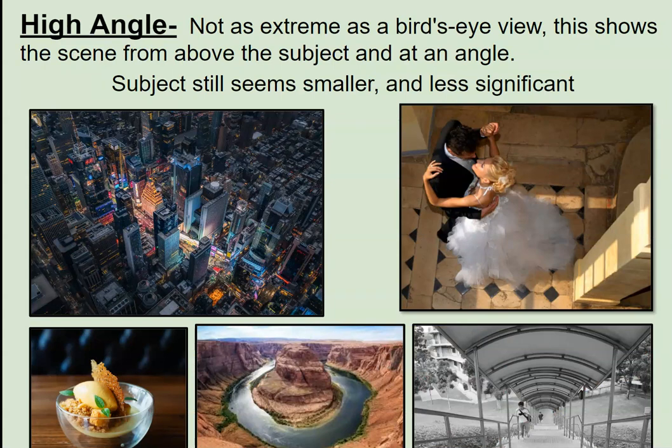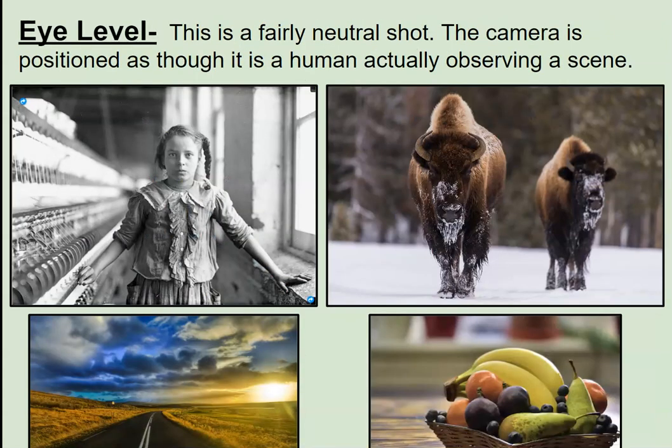Next, we have high angle. High angle is not as extreme as bird's eye. It's not directly above. However, it is still from above the scene looking down and at an angle. The subject still seems small and a little less significant and still part of a wider view. But like I said, bird's eye view is the most extreme shot. Eye level is a fairly neutral shot. The camera is positioned as though at human or actual observing height.